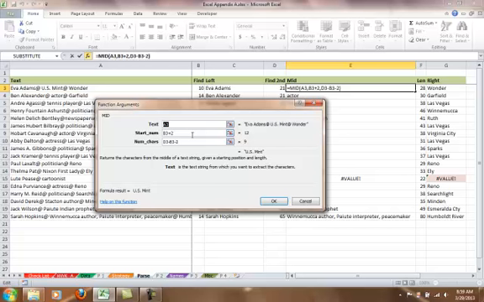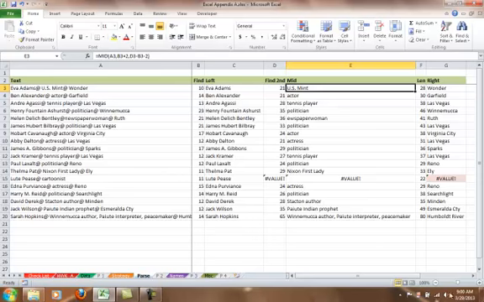So that's why I say B3 plus 2, because I want to skip those two things. And then you tell it how many characters you want to take given that starting position. That would be where the second at symbol is, minus where the first one is, minus 2 to get rid of that one at and space. And it says US Mint, and it found it for us. So we've got that one done.